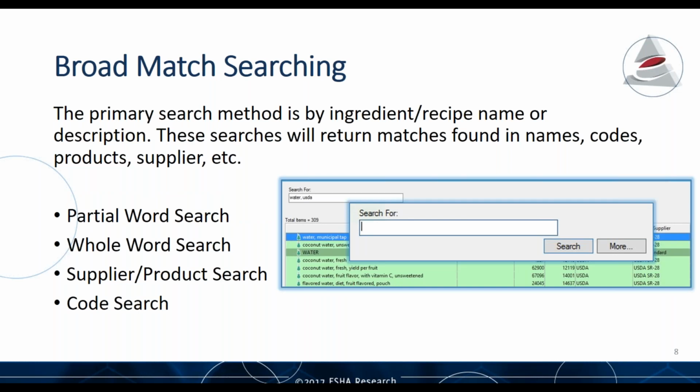In broad terms, the primary search method finds matches for ingredients and recipe names by description. It also searches for codes and product and supplier information. So you can search by partial word, whole words, supplier and products, and various codes.